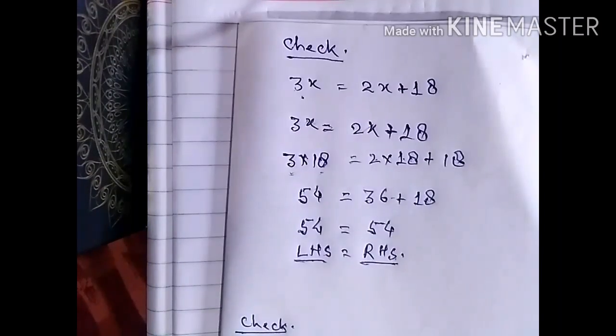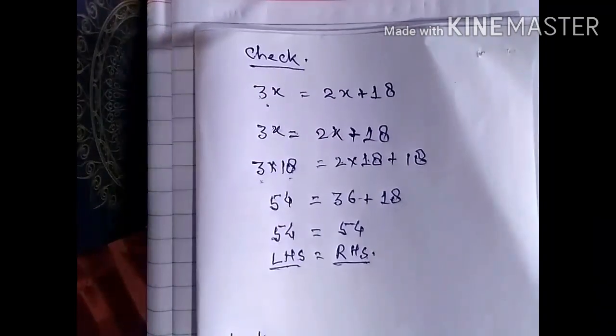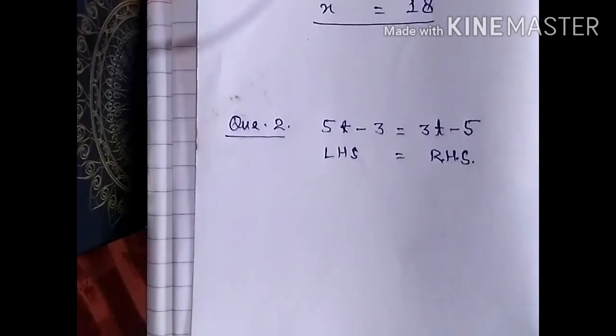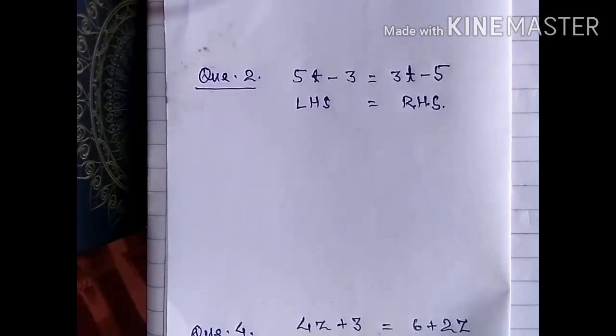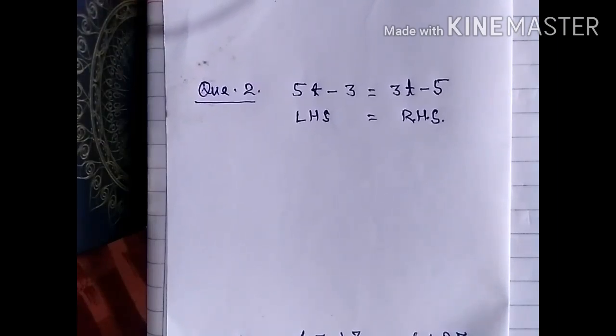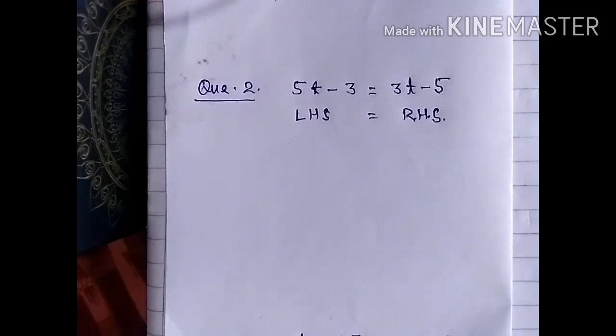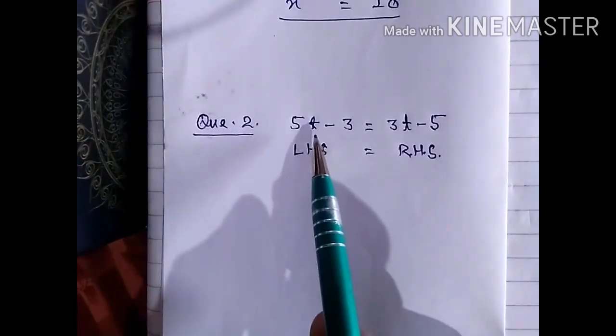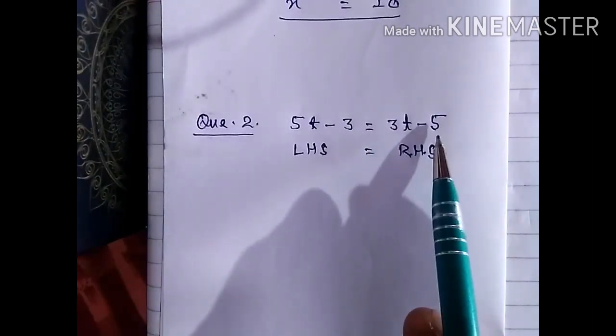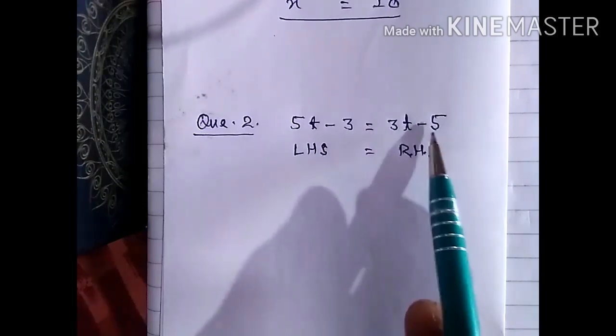Now, we have to solve the second question of this exercise, student, and the second question is 5t minus 3 is equal to 3t minus 5. This is the left hand side of the equation and this is the right hand side of the equation.